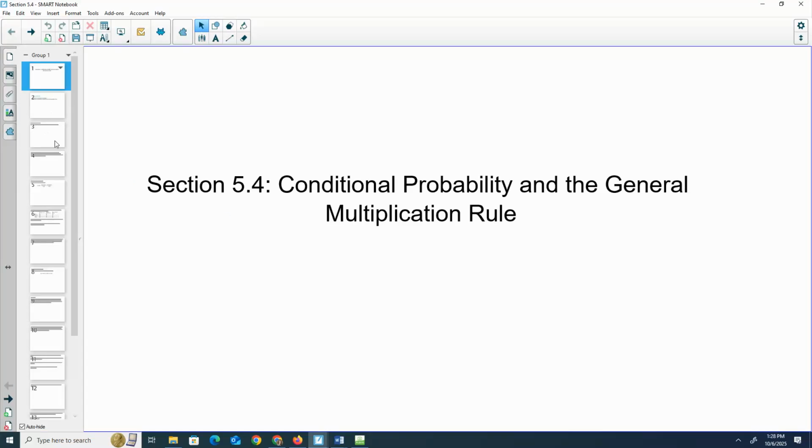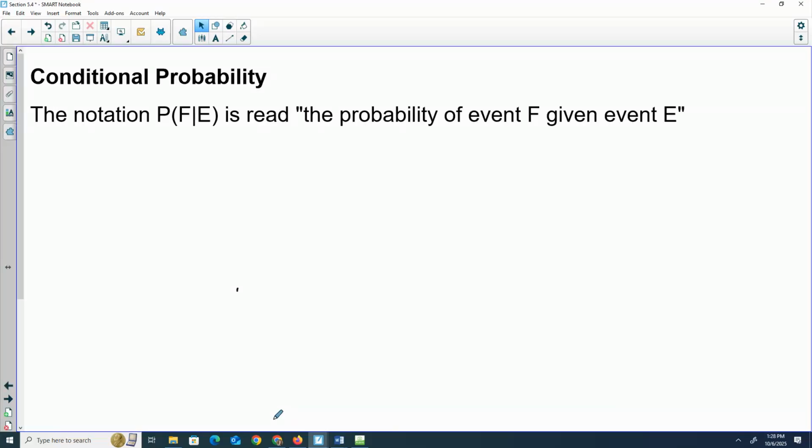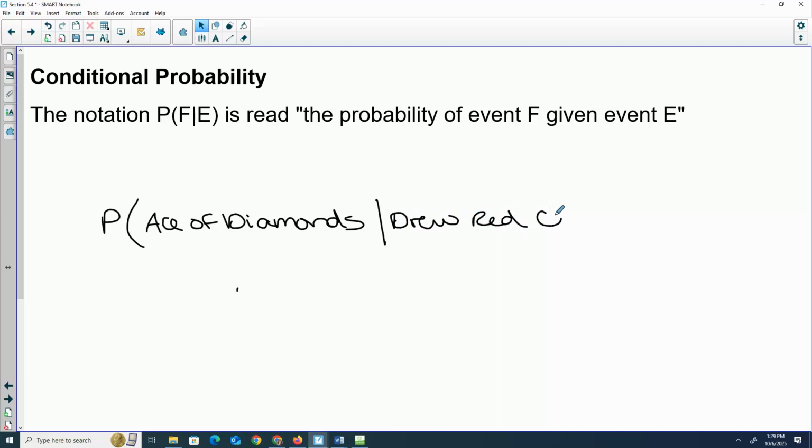Conditional probability. You see this type of symbol. So this says the probability of F given E. It means something has already happened. If I am, let's say, drawing a card, I want to know what is the probability I got an ace of diamonds given I already drew a red card.